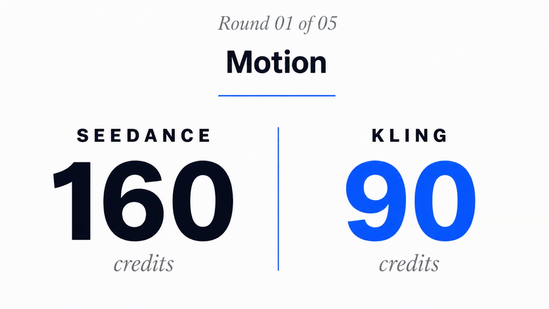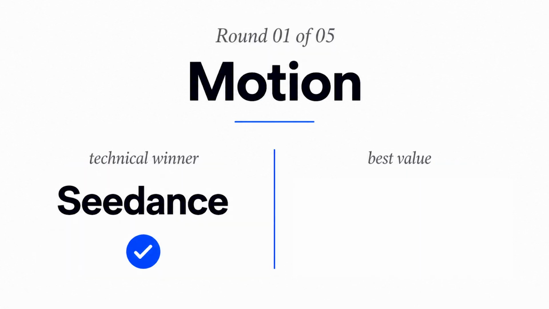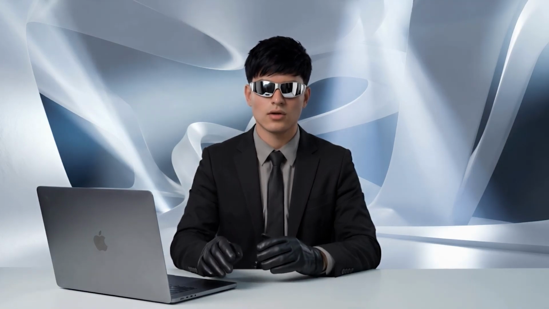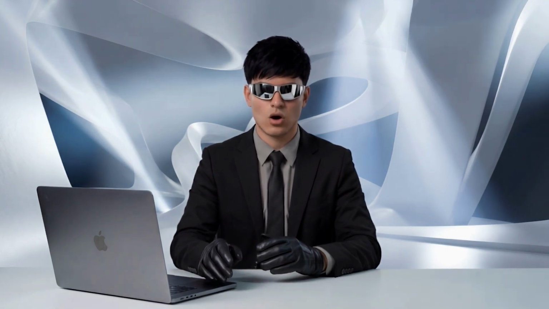Seedance, 160 credits. Kling, 90. Technical winner, Seedance. Best value, also Seedance, because even though Kling is cheaper, it fails the main task more often. For action, fights, stunts, or complex body movement, Seedance is the stronger pick.